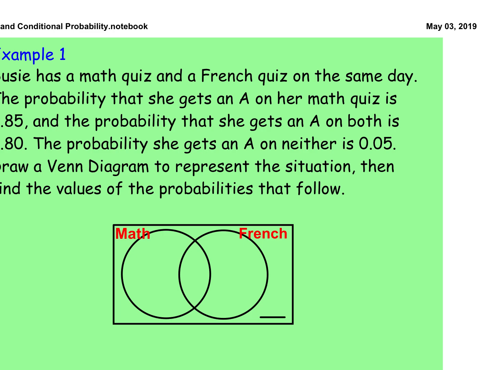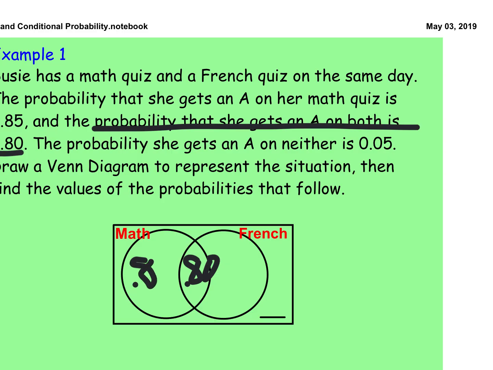If you got the middle already, you probably saw the probability she gets an A on both is 80%. Man, this kid's pretty smart. 0.80. Now do you see why the 85 couldn't possibly go here? That wouldn't make any sense. It'll be obvious then that this must be 0.05, but I'm telling you, there's a ton of kids that put that number in the wrong spot.